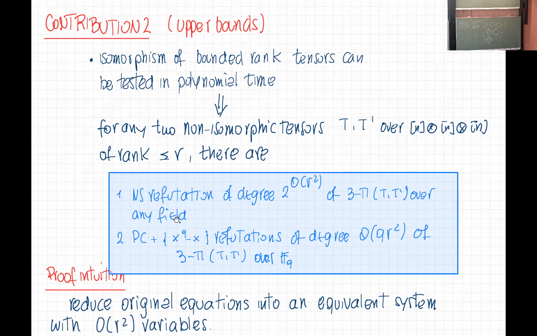Just notice that maybe you are surprised by this 2 to the R squared here, but you have to consider that in this set of polynomials we don't have the Boolean axioms, right? So the trivial proofs are going to the number of variables.